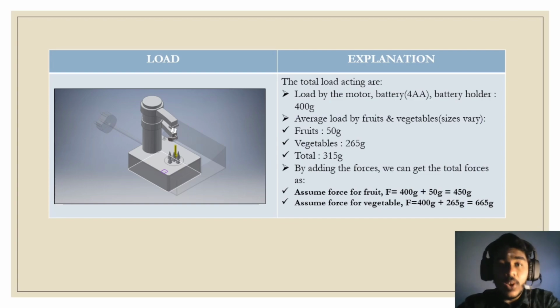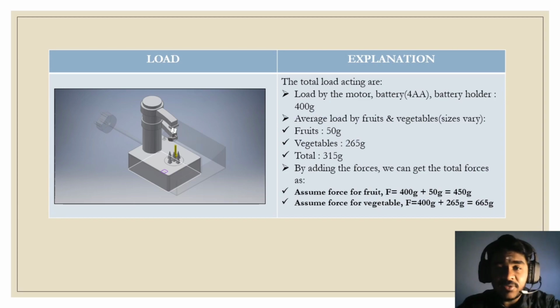Okay, I'm going to talk about the load acting on our product. As you can see in the image above, the load is at the bottom part where the fruits or vegetables will be placed. The total load consists of the load from the motor, the 4 AA batteries and the battery holder, assumed to be around 400 gram, and the average load from the fruits and vegetables, whose sizes may vary, assumed to be 50 gram for fruits and 265 gram for vegetables, so the total is assumed to be around 315 gram.